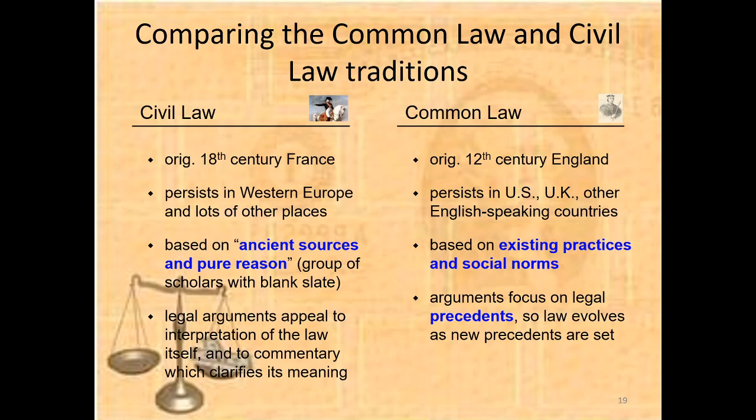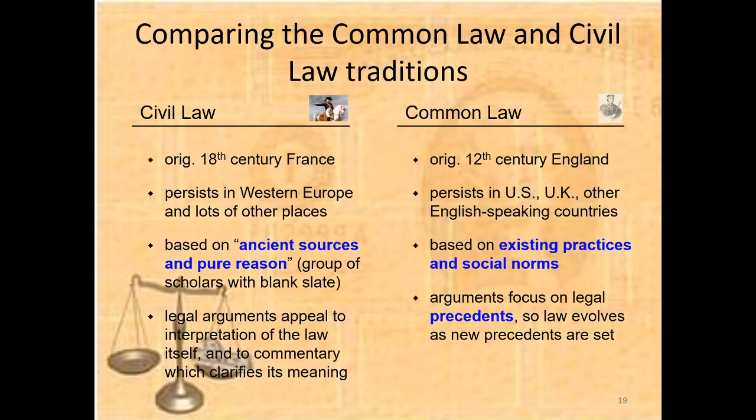Civil law is based on ancient sources and pure reason, that is, a group of scholars with a blank slate. Every case is tried by a judge, who used to ask, reason and analyze the case, and then give a verdict. Whereas common law is based on existing practice and social norms, and on the precedent of earlier cases. So it is a precedent-based case law.